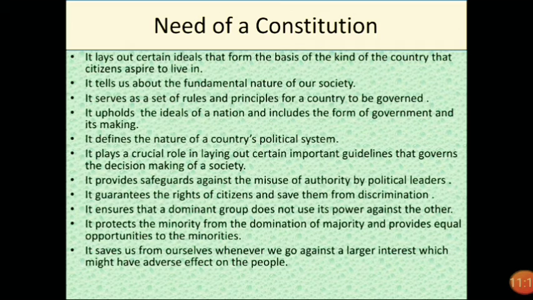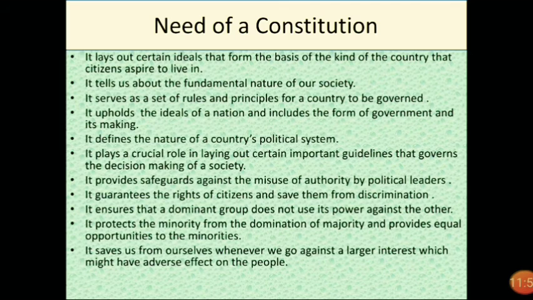It guarantees the rights of citizens and saves them from discrimination. So discrimination between majority and minority on the basis of caste, religion and language can be removed with the help of the Constitution. The Constitution guarantees the rights of citizens, mainly the fundamental rights. It ensures that a dominant group does not use its power against the other. The dominant group, the majority group, cannot exploit or dominate the minority.